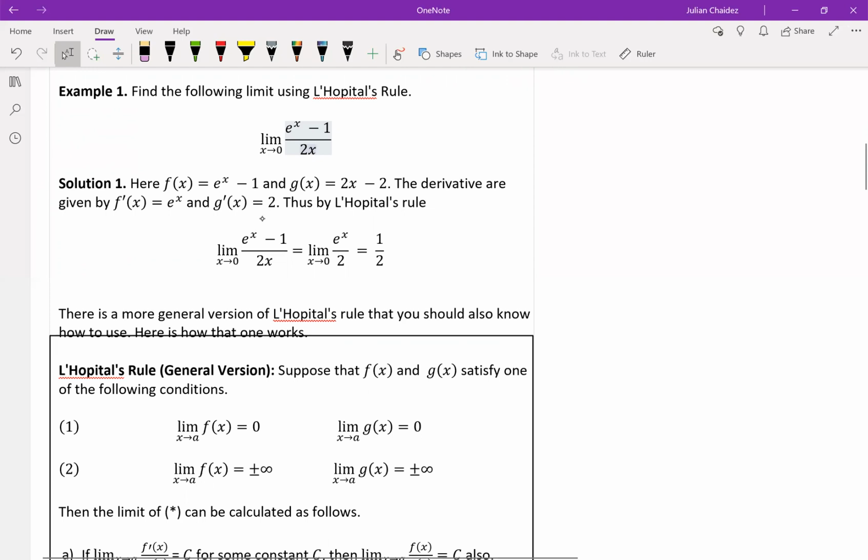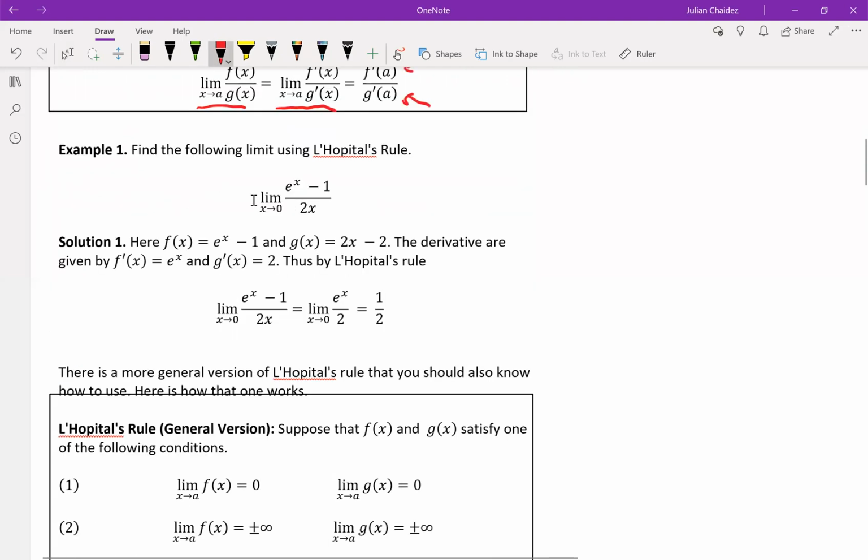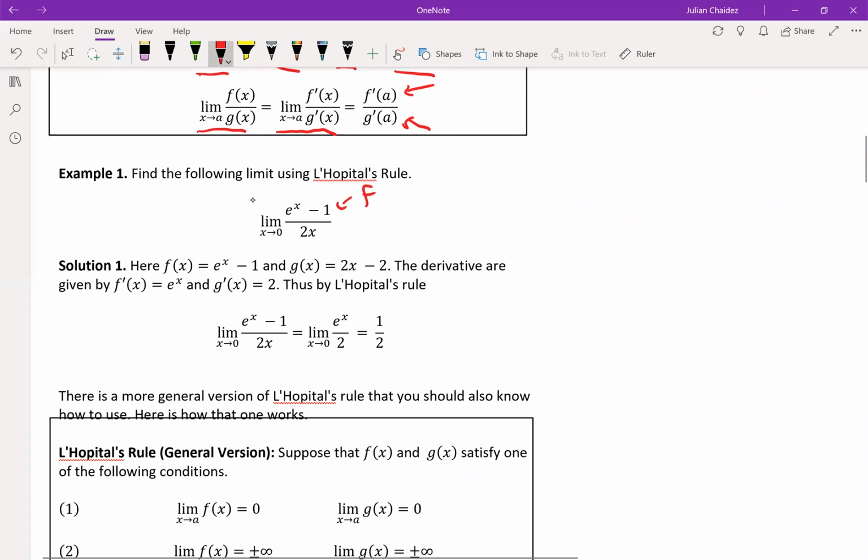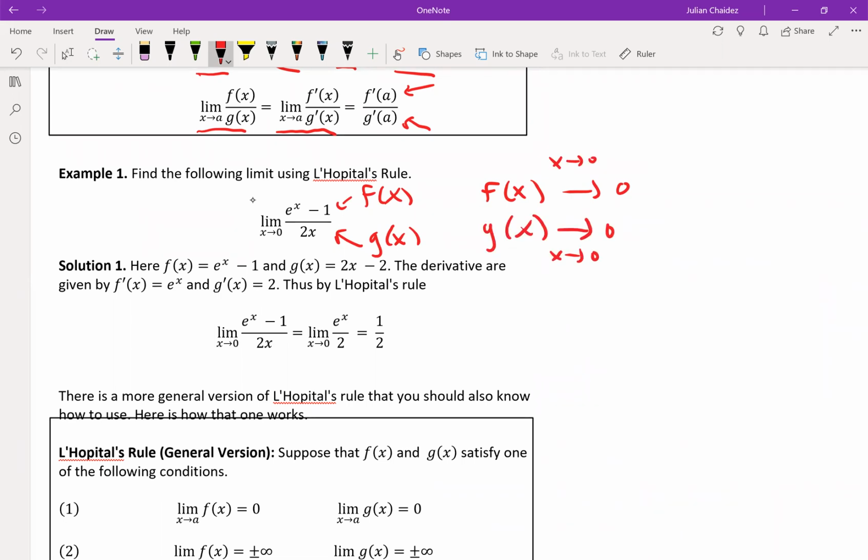So in this situation, we have f of x equal to this, g of x equal to this, and we see that f of x goes to 0 as x goes to 0, and also g of x goes to 0 as x goes to 0. So this is a situation where L'Hopital's rule applies. We can calculate the derivatives of the two functions. The derivative of the top function f is e to the x, and the derivative of the bottom function is 2.